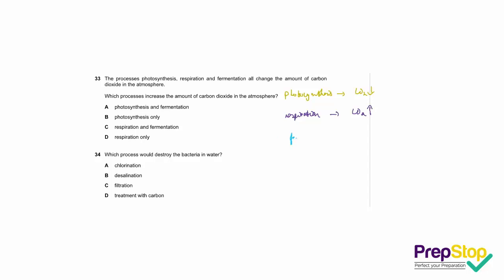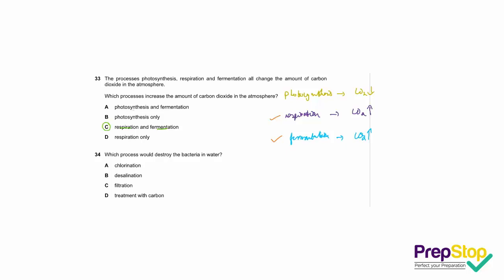Similarly, in fermentation, the amount of carbon dioxide produced increases. So the processes in which the amount of carbon dioxide increases are respiration and fermentation. If we take a look at the options, we see that option C has both processes mentioned, so the correct answer is option C.